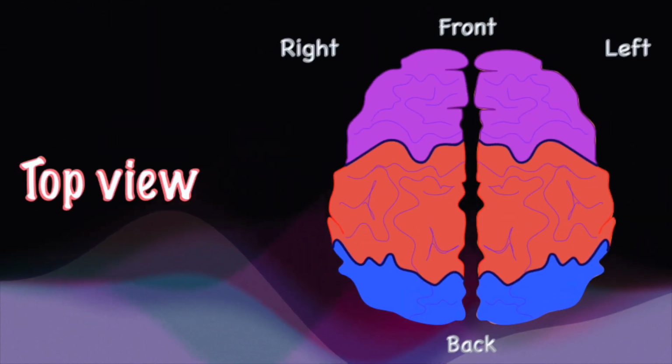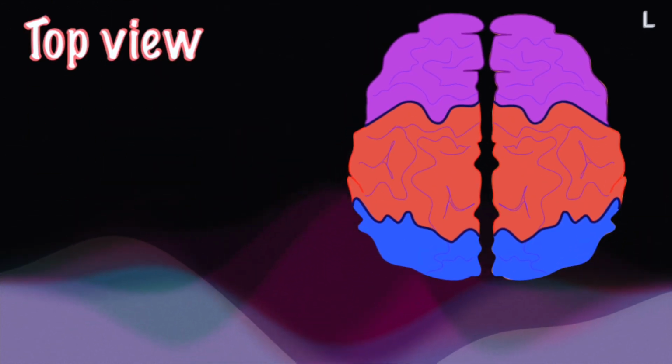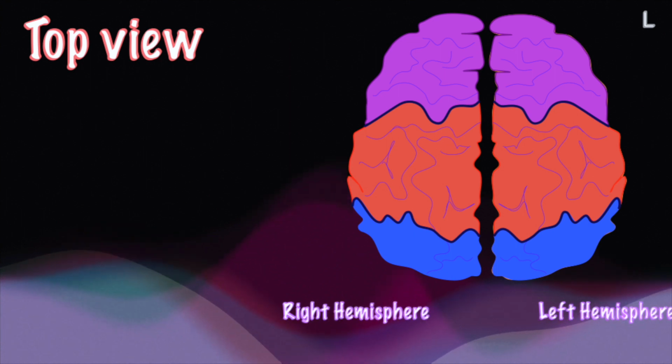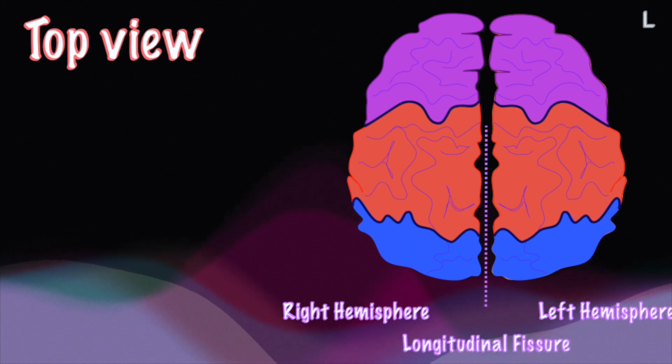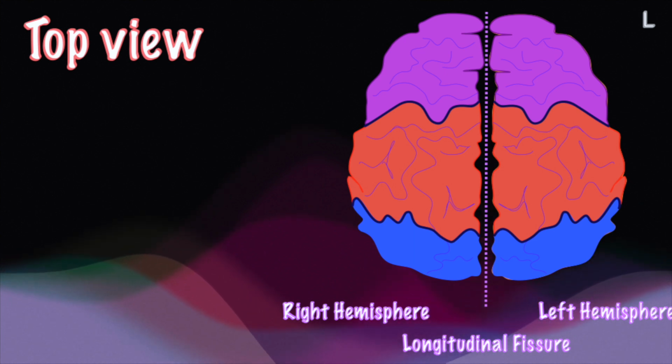So guys, here you can see the cerebrum is divided into left and right cerebral hemispheres by a deep groove called the longitudinal fissure. This passes through the midline, or what we call the median plane. The two hemispheres are not completely separated, rather they are connected at the corpus callosum.